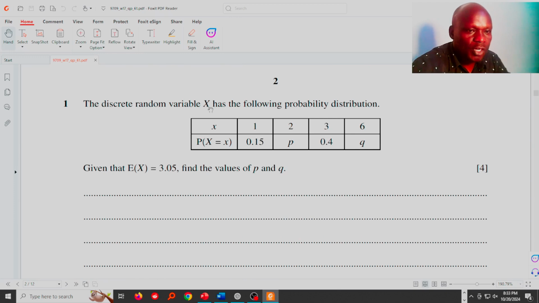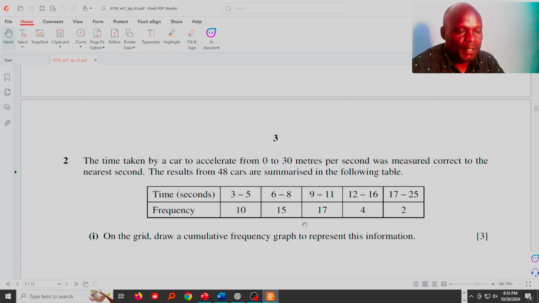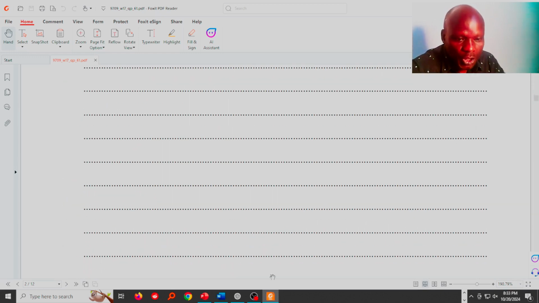which reads, the discrete random variable X has the following probability distribution. X takes the value 1 with the probability of 0.15. It takes the value 2 with probability of p, and it takes the value 3 with probability of 0.4. It takes the value 6 with probability of q. Now, given that expected value of X is equal to 3.05, find the values of p and q. That is 4 marks. So that is the question that we want to find the solution to.